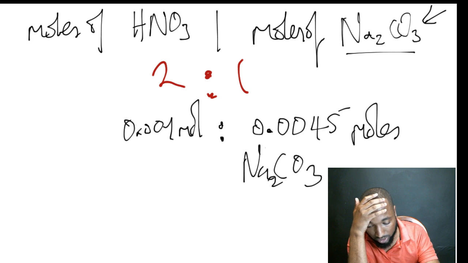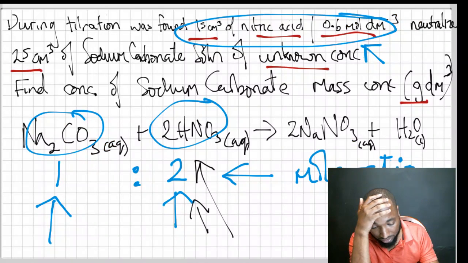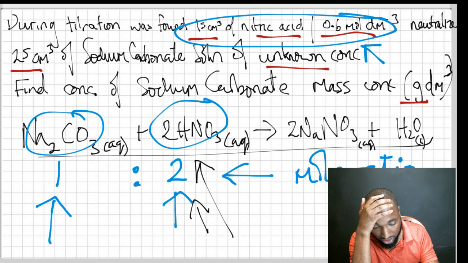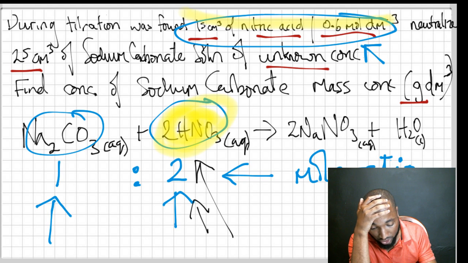Right, so again the logic behind this. One quick recap again. We write the equation, get the mole ratio, find the moles of the known thing. They give us a lot of information on the nitric acid, meaning you could find out about this. Use the mole ratio to find out about this now.